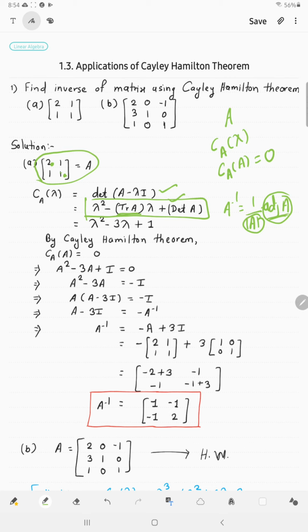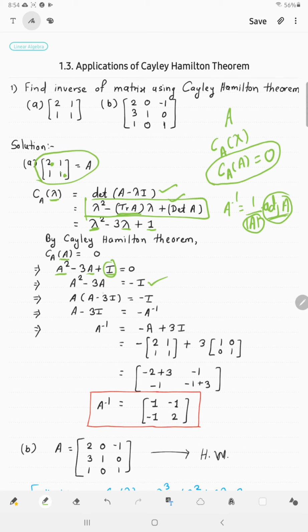Now using Cayley-Hamilton theorem, what do we have? We have C_A of A is 0. That is, we replace lambda by A. So here instead of lambda square, I write A square. Instead of lambda, I write A. Instead of 1, I write I, because A square is a matrix, A is a matrix. But if I write 1 here, it is some value, it is not a matrix. So instead of 1, I write I. Now take I on the right side. So I will get A square minus 3A equal to minus I.